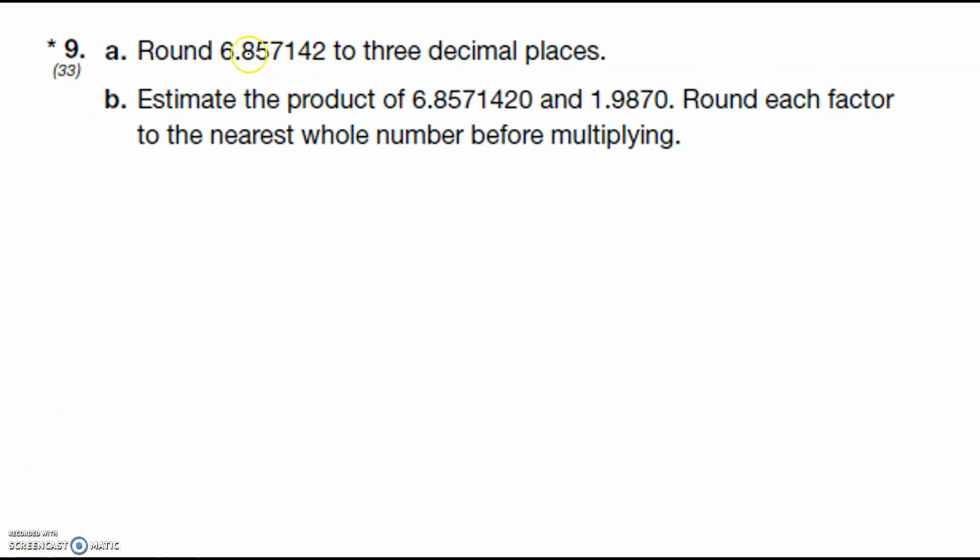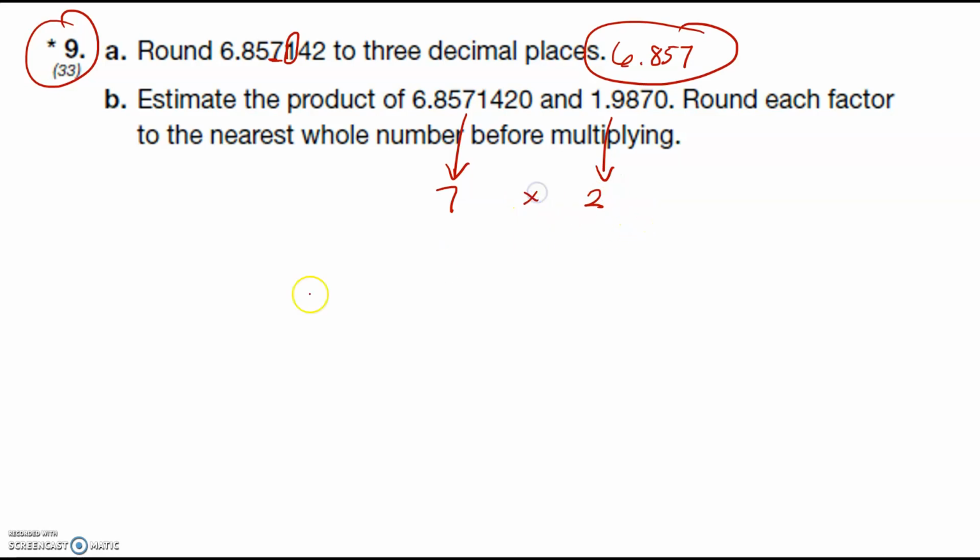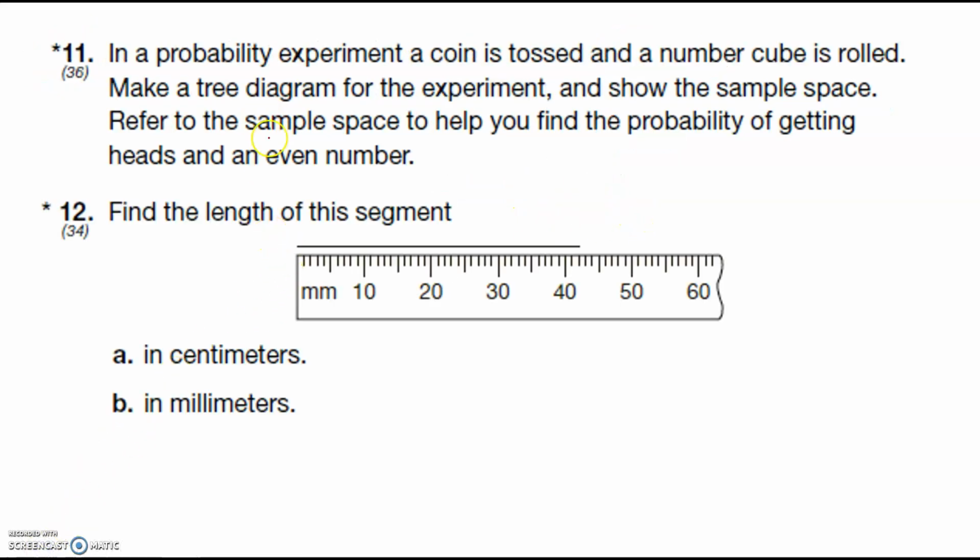Round to 3 decimal points. I'm going to go ahead and do this one. So let's see. This is the 3rd decimal point, so I'm going to look at this one. And it's not greater than 5, so this is 6.857, and that's my answer. And then it says estimate the product of this and this, round each factor to the nearest whole number. So I would round this to 7, and I would round this to 2, and then I would multiply. I'll let you guys do that one.